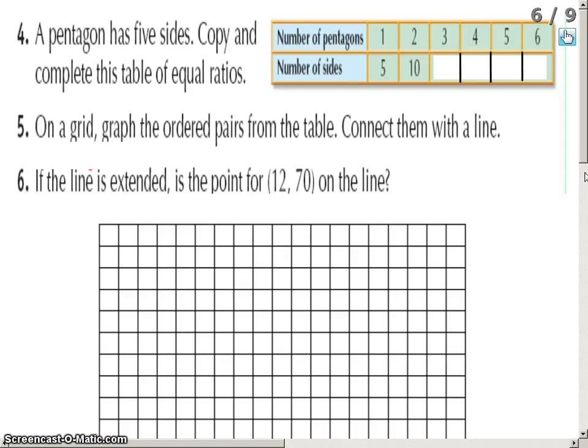Okay, what I want you to do now is to get out the graph that I gave you that deals with a pentagon, which has 5 sides. Okay, I want you to copy and complete this table of equal ratios. Then on a grid, I want you to graph the ordered pairs from the table, and to connect them with the line. We're not going to worry about that question for number 6.